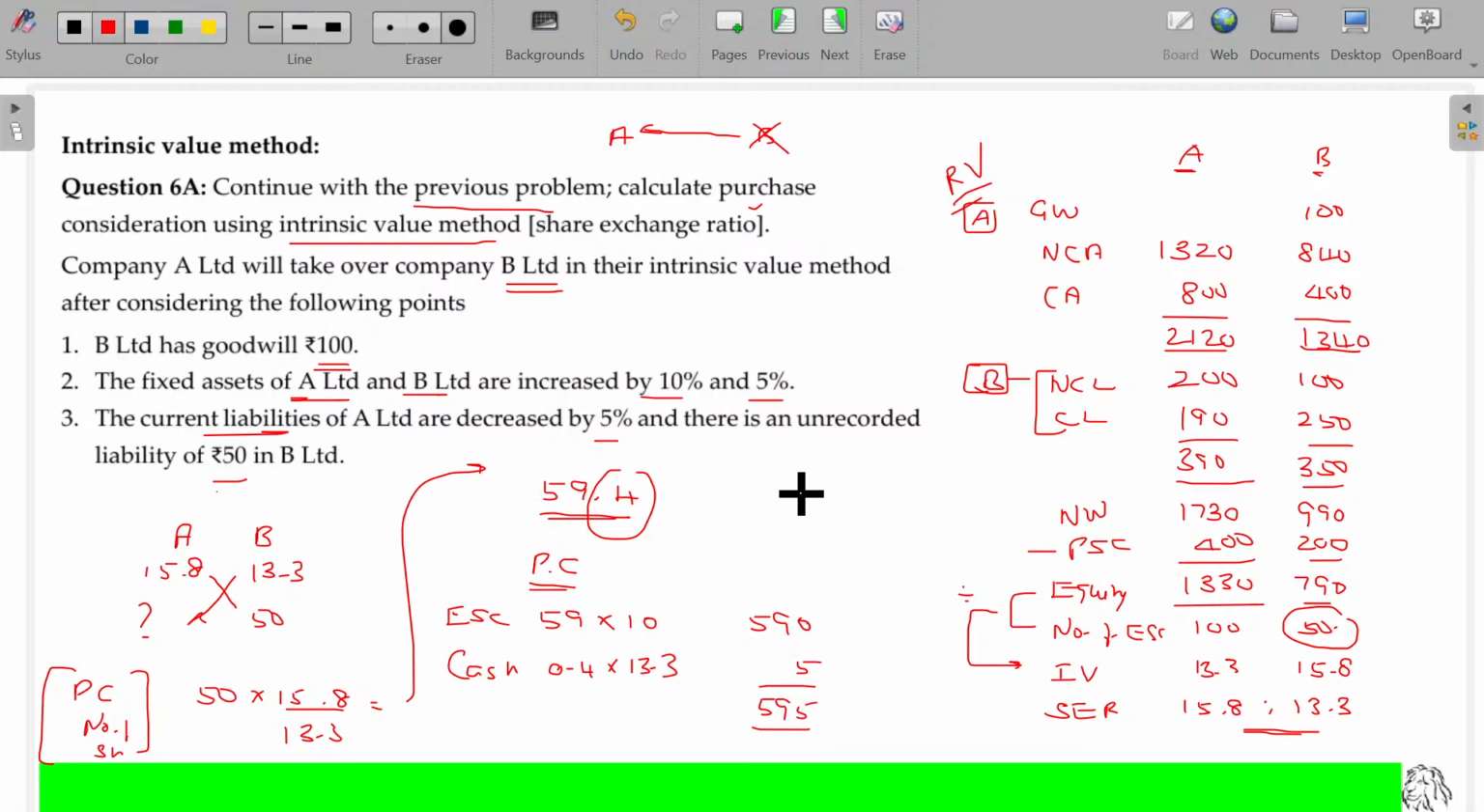Of course, if you want to include the securities premium, you can do so. 59 into the value in exchange, meaning the excess over the face value, will be considered as your premium. Not required, but you can give the hint. I have not considered the securities premium as a part of the purchase consideration. Is that clear? 595 will be the purchase consideration, payable by the transferee company to the transferor company. A should pay to B this much.